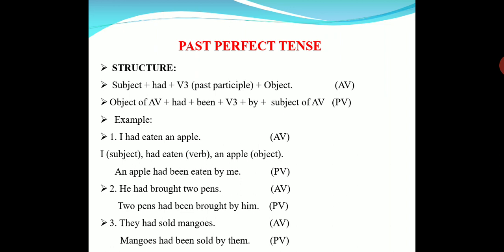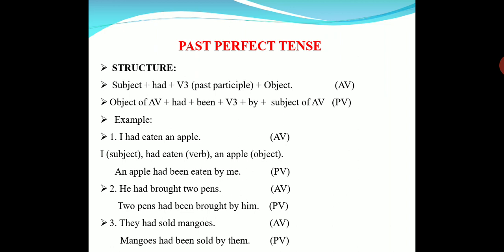Let's see one more example. He had brought 2 pens. He is the subject. Had brought is the verb. 2 pens is the object. So object becomes subject. 2 pens. Had as it is we keep it. B form been we add. And V3 form of bring, already in perfect tense, V3 will be there. So brought. We add by. And he becomes him in the place of object. 2 pens had been brought by him is the full sentence in passive.